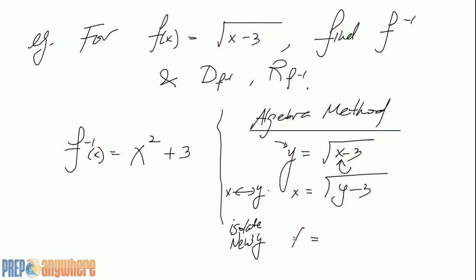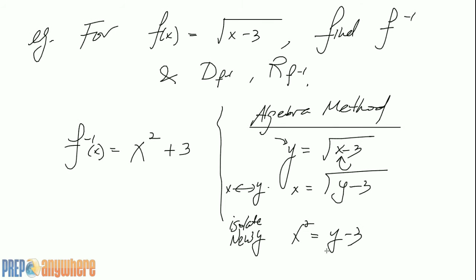So square both sides and add 3 to both sides. Look what we get. Same answer, right? Okay, so that was the easy part.